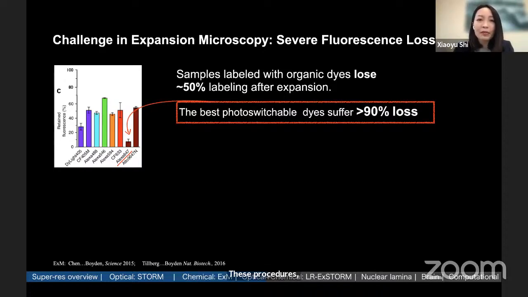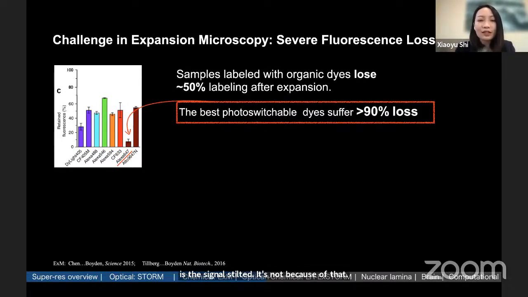So the samples labeled with organic dyes lose about 50% labeling after the whole expansion procedure. And this fluorescence loss is basically the quenching or loss of label. It's not because you expanded the sample and the signal is diluted. It's not because of that. So 50% loss is the real loss of your label.